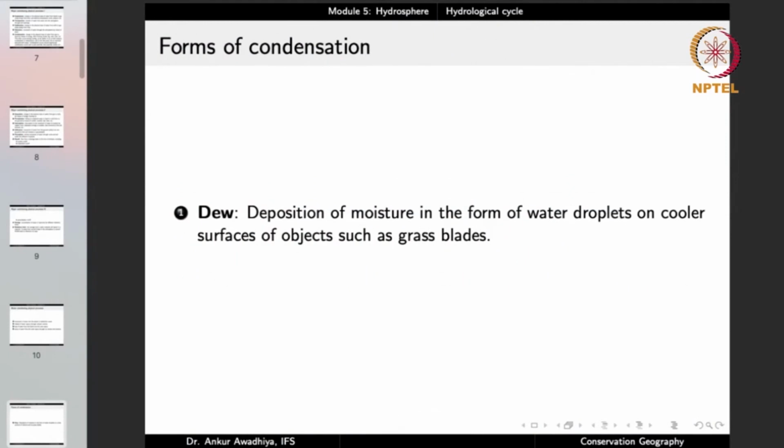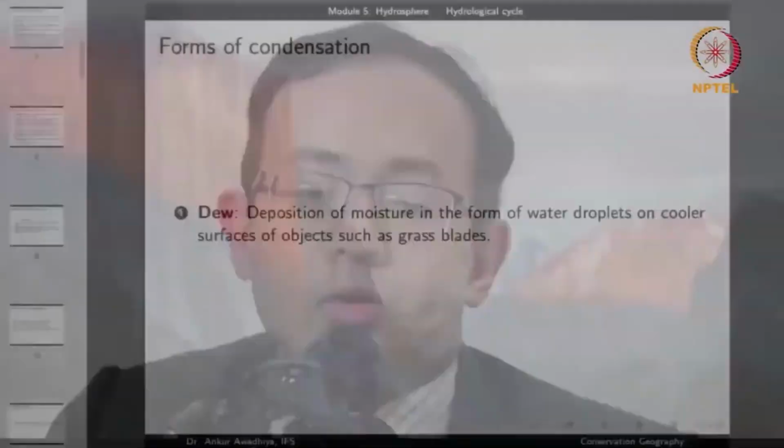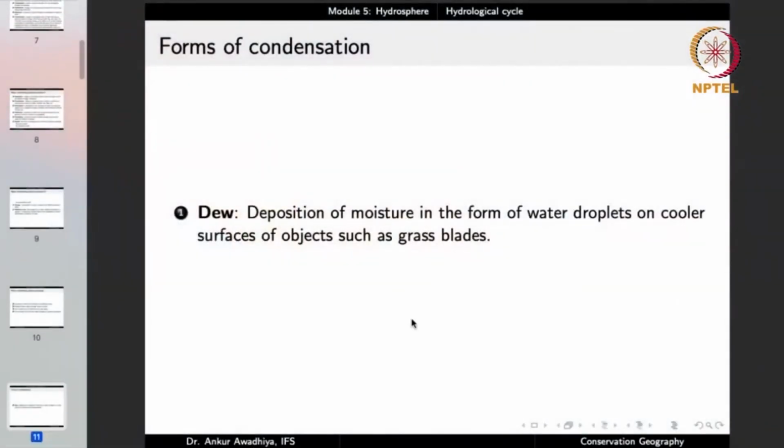Now, when we talk about condensation, condensation can happen in a number of forms. So we can have condensation in the form of clouds, in the form of dew, in the form of haze, in the form of mist, and a number of ways. So let us now explore some forms of condensation. The first one is dew.